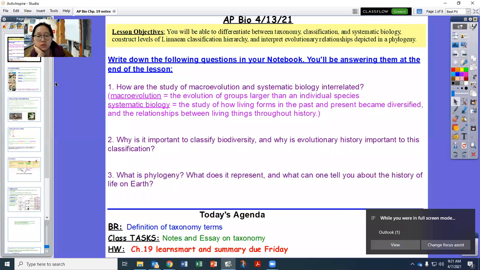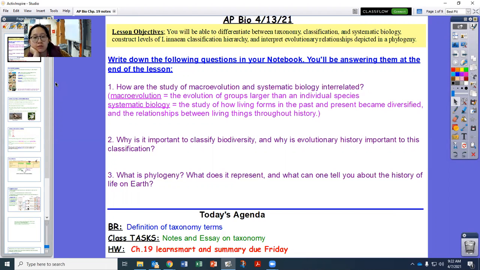For today's class, we're going to do a one-day set of quick notes on chapter 19. So the objective is that you'll be able to differentiate between taxonomy, classification, and systematic biology, construct levels of Linnaean classification hierarchy, and interpret evolutionary relationships depicted in phylogeny.